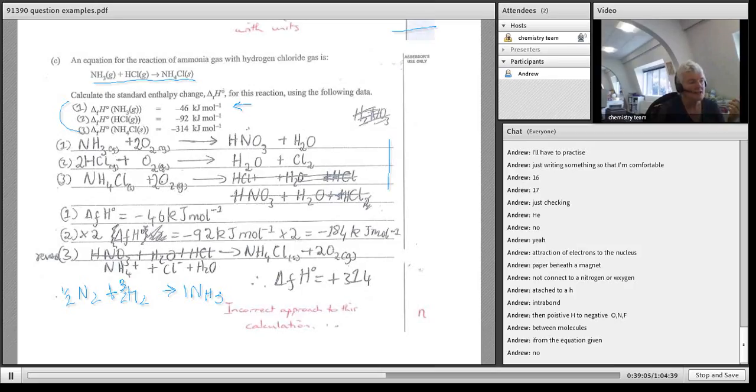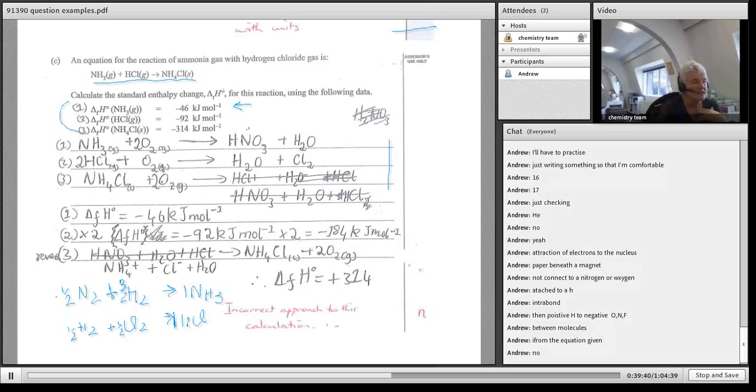Your next one, to make HCl, the elements in their standard states are hydrogen gas and chlorine gas. And of course, because you've got to have a 1 in front of the HCl, you're going to have a half in front of the Cl2, and you're going to have a half in front of the H2.